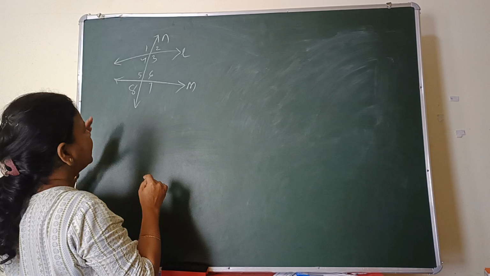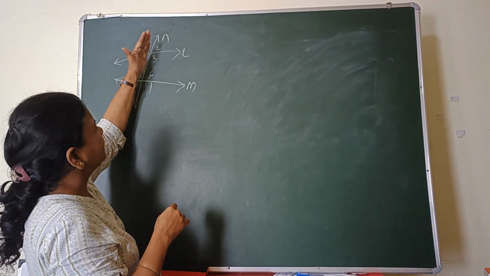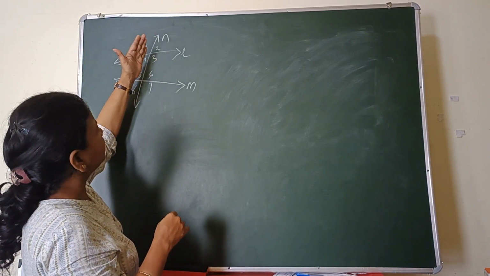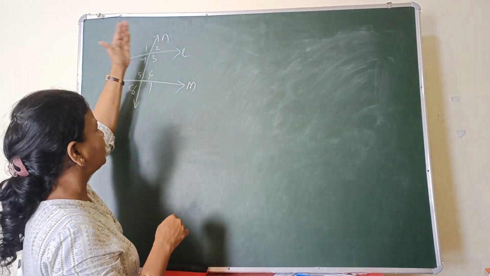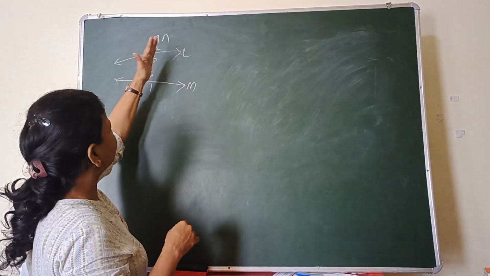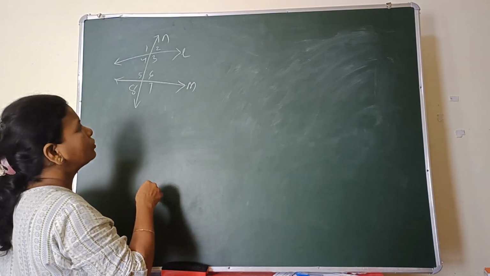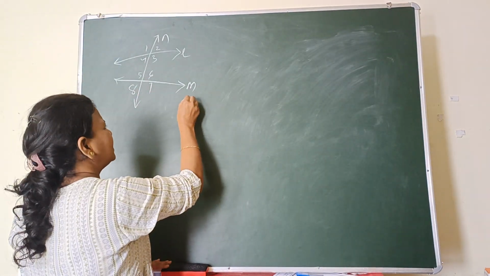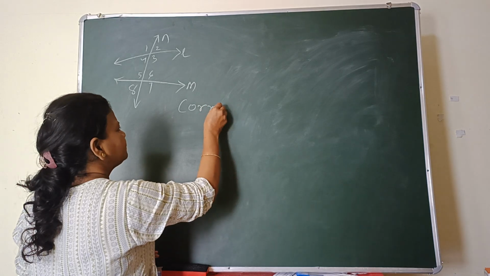And out of these 8 angles we can see that there are 4 angles on each side of the transversal. On the left there are 4. On the right there are 4. So what are corresponding angles? First identify them.